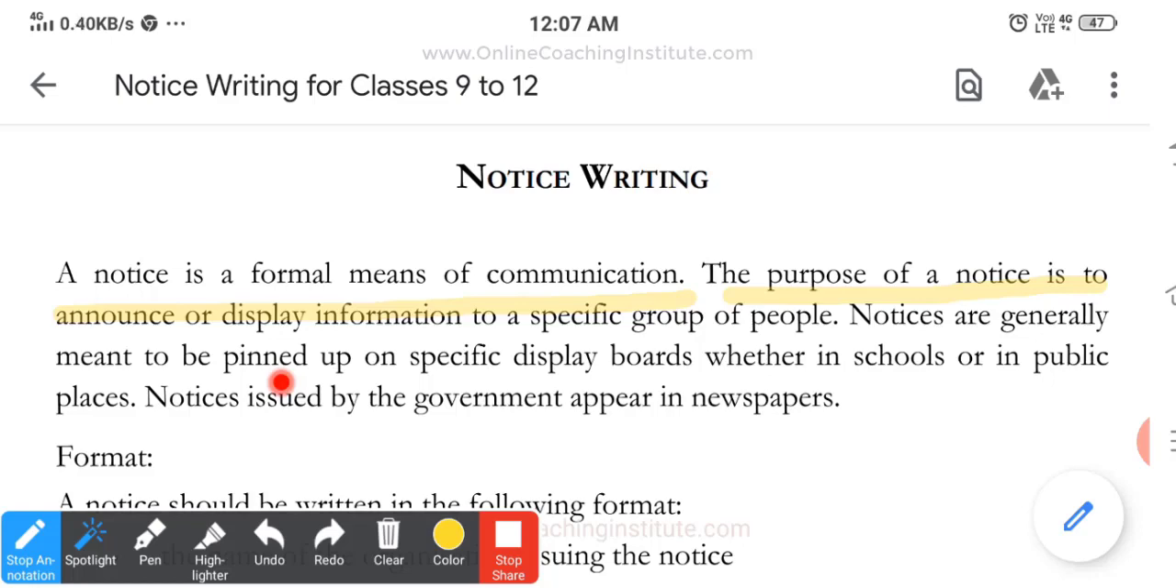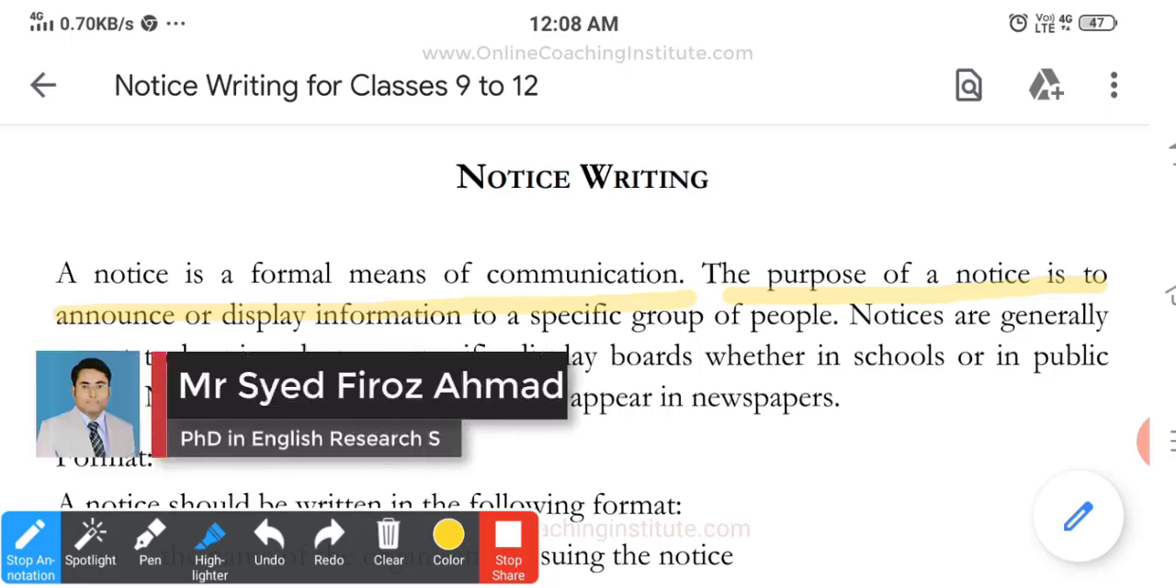Notices are generally meant to be pinned up on specific display boards, whether in schools or in public places. So this is not bound to schools only. It can be used at different places, even in public places in front of a town hall. In the British time, the notice used to be published on the town hall and people used to gather around and read that.